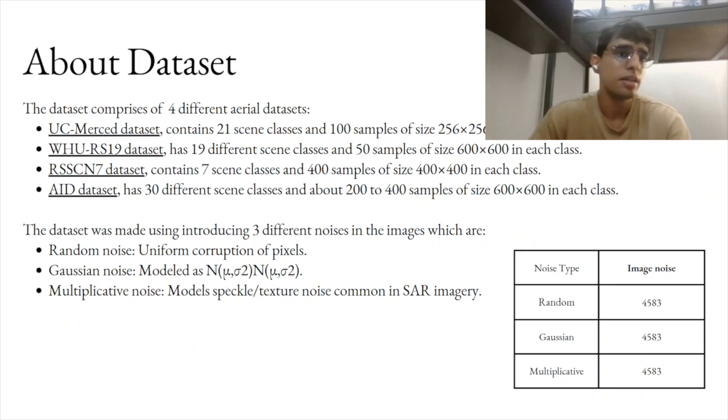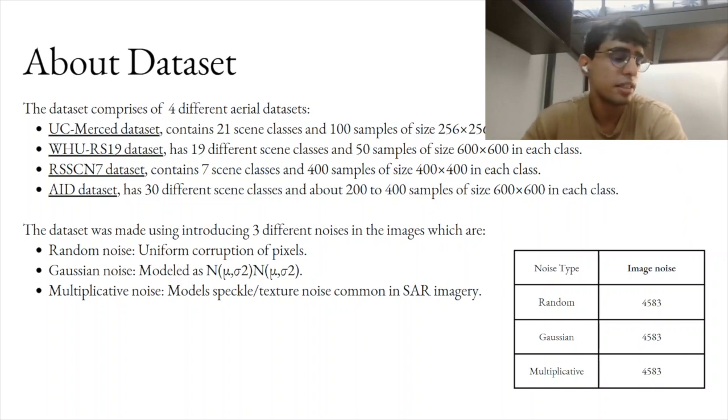About the dataset. The dataset comprises four different aerial datasets. First, the UC Merced dataset. It contains 21 scene classes and 100 samples of size 256 by 256 in each class. The WHU-RS19 dataset. It has 19 different classes with 50 samples of size 600 by 600 in each class.